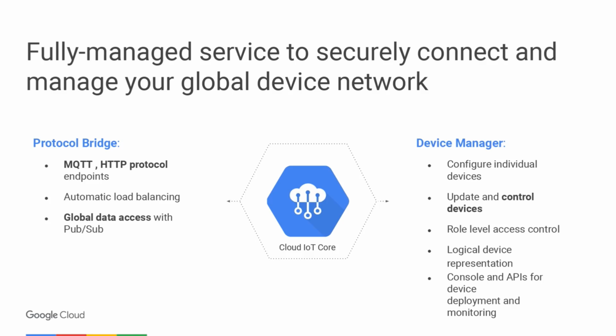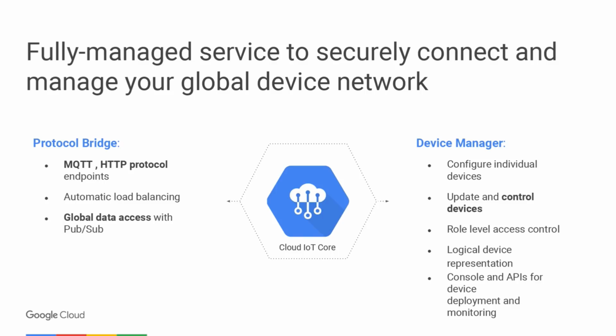Cloud IoT Core is essentially a fully managed service to securely connect and manage your global IoT device network. What it means is it makes it really easy and simple to connect your IoT devices at scale, in a secure way, to Google Cloud so that you can start benefiting from the downstream Google data analytics and machine learning services.